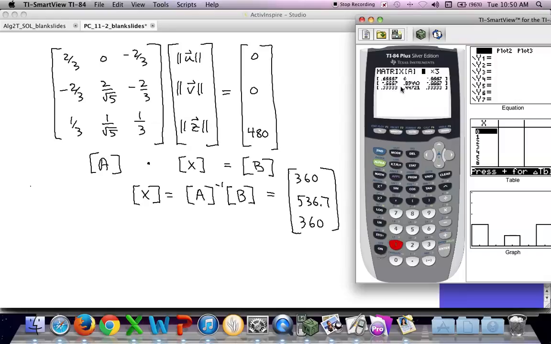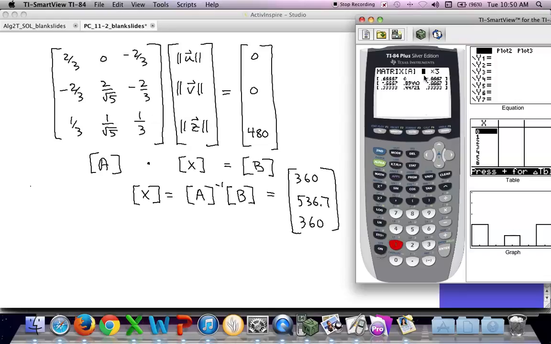And then enter it in just like it is here, right? Don't turn it into decimals first. It'll do that for you. Put in 2/3, 0, negative 2/3, right? And it turns that into decimals. Same thing even with the 2 over the square root of 5. Just put it in like that. It'll turn it into a decimal.